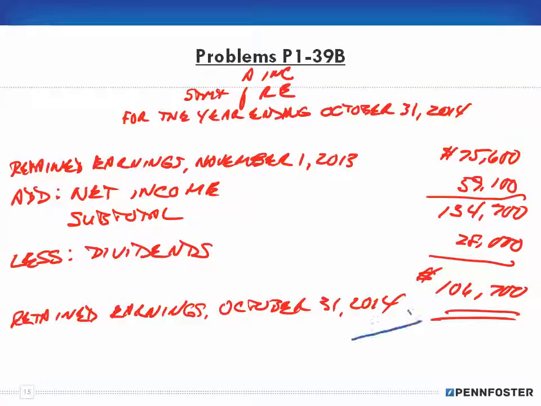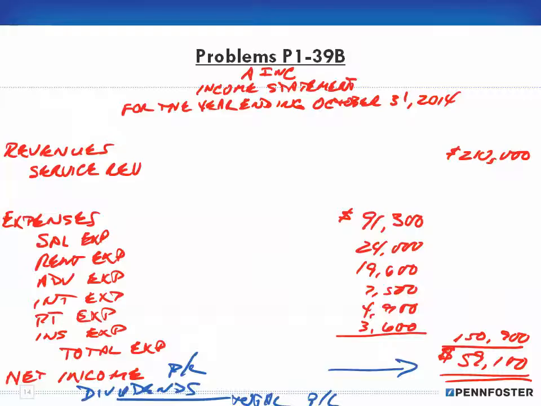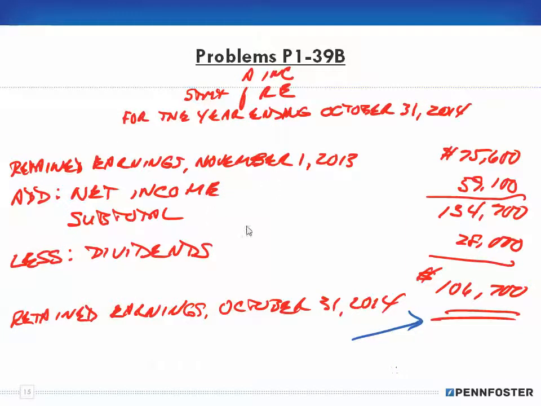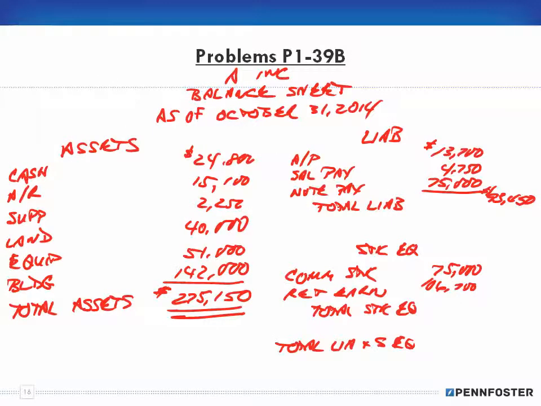Okay. Remember, I needed my net income over here. Let me erase all of this out. I did the income statement first because I need the net income of 59,100 in order to be able to create my statement of retained earnings by plugging in that number here. And when I do, I'm able to create my ending retained earnings of this 106,700, which I now plug into my balance sheet right here.